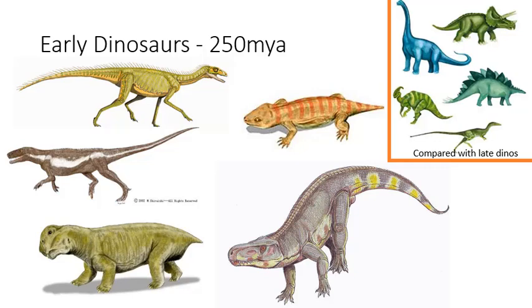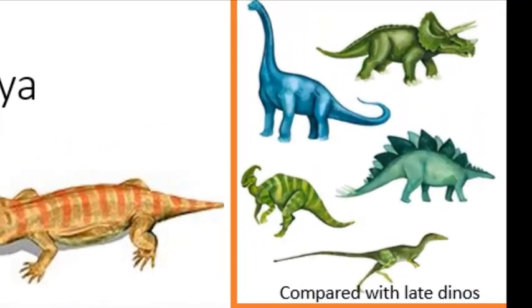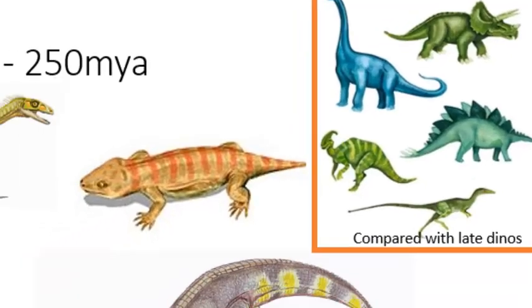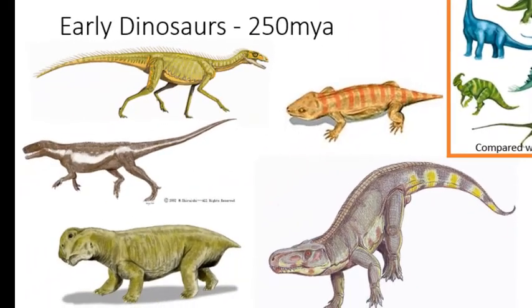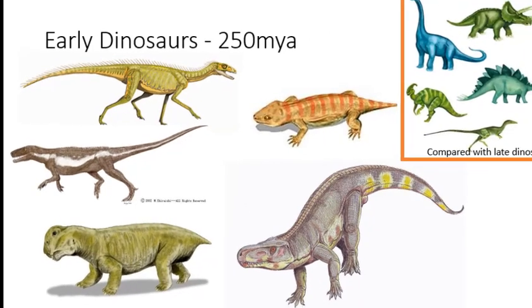One of the groups that diversified after the Permian extinction were the dinosaurs. These early dinosaurs do not look like the dinosaurs you're probably familiar with, these late dinosaurs. Early dinosaurs are all very similar to each other and don't have the distinctive, unique traits that later dinosaurs developed.